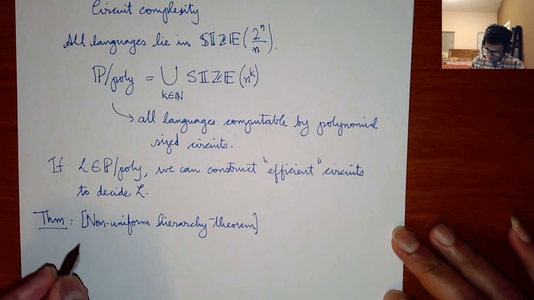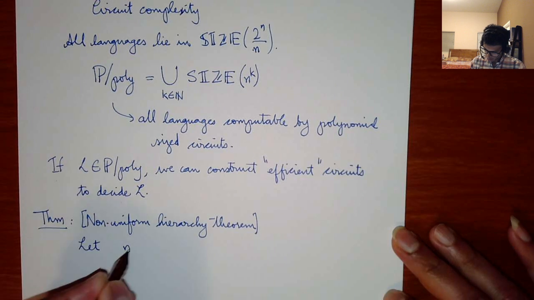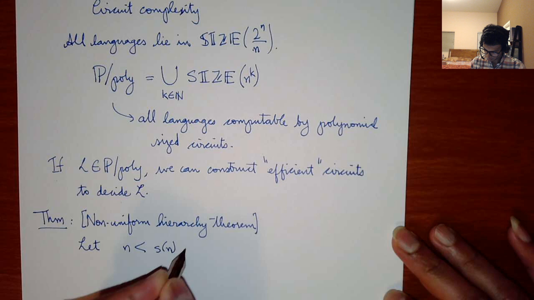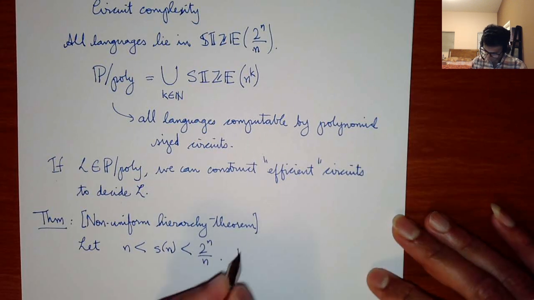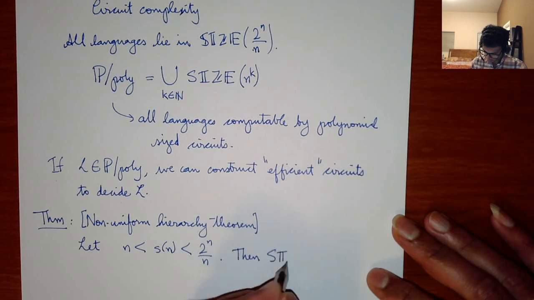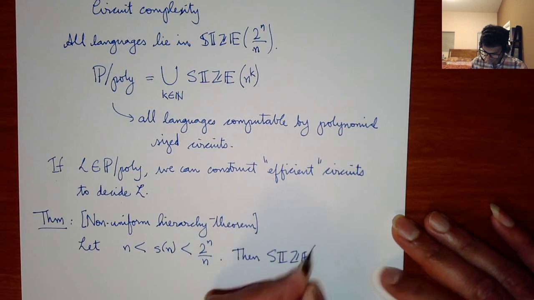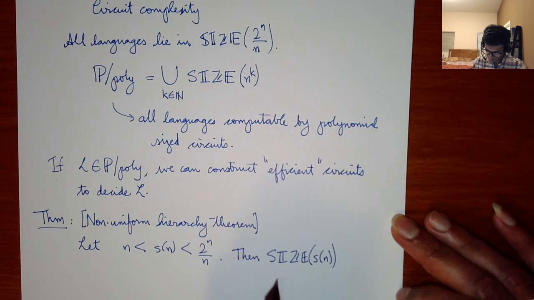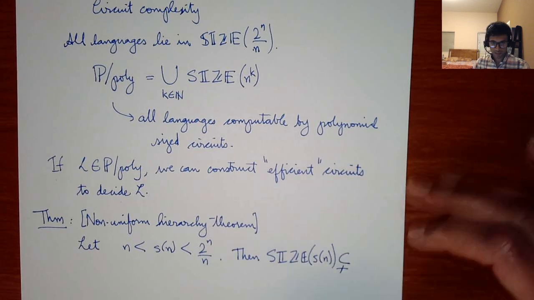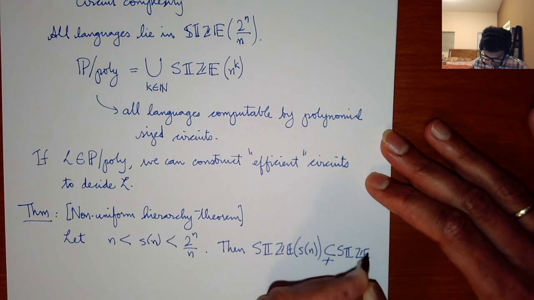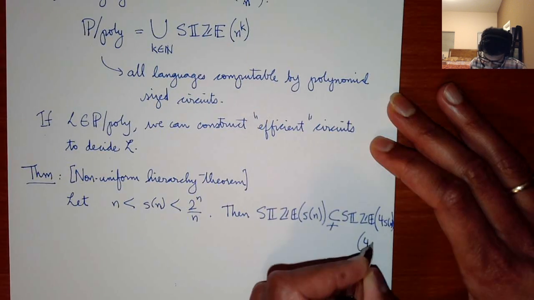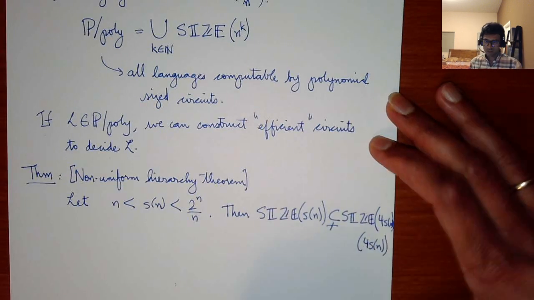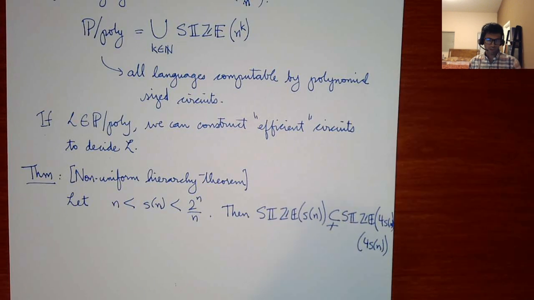So let n be less than S of n, less than 2 to the n divided by n. This is just some sort of function. Then size S of n is a strict subset of size 4 times S of n. Sorry, this should be 4 times S of n. So the idea is that when you have larger circuits, you can compute more functions.